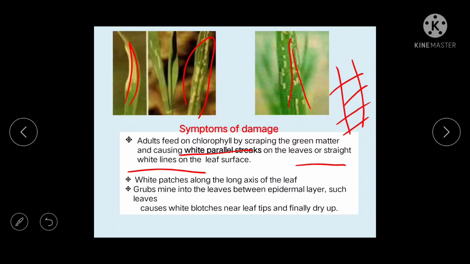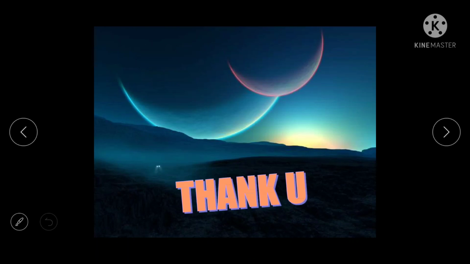Then the grub, what will it do? The grub mines into the leaf between the epidermal layers. Such a leaf shows white blotches near the leaf tips and finally dries. White blotches mean discoloration of the leaf will occur because of the mining. As a result, the leaf will dry. So thank you all.